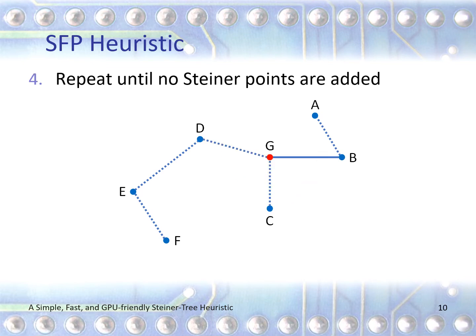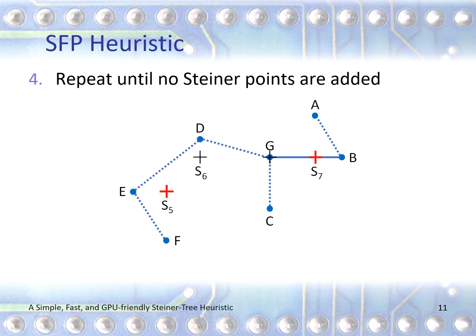Now, we repeat this loop until no Steiner points are added. As mentioned in the previous slide, only one Steiner point was able to be added in this round. Its vertex, G, is shown in red. The MST is regenerated with the same rectilinear L routes being represented by these dotted lines. This is the input set for the next round.